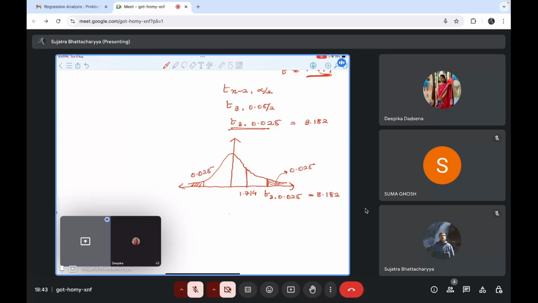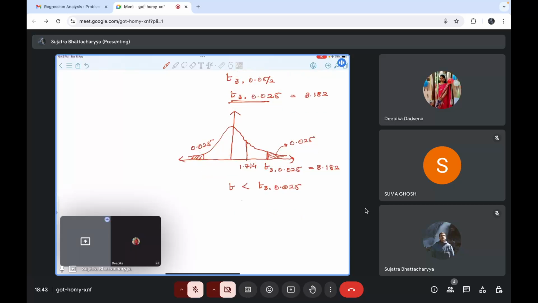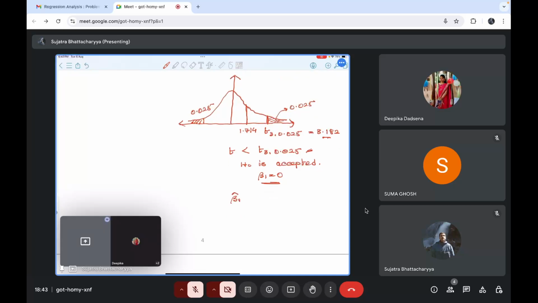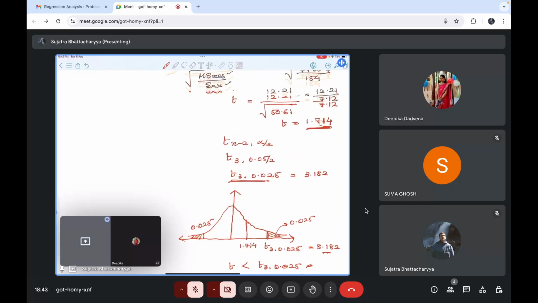Once we see that t is less than t of 3 comma 0.025, we can say that H naught has to be accepted. H naught, which is beta 1 equal to 0, has to be accepted. What does that mean? Whatever beta 1 hat we have calculated is not significantly different from 0. Had it been that t is greater than 3.182, then we would say that yes, the beta 1 hat which we have calculated is significantly different from the 0 value. This is the kind of hypothesis testing which we use in regression.